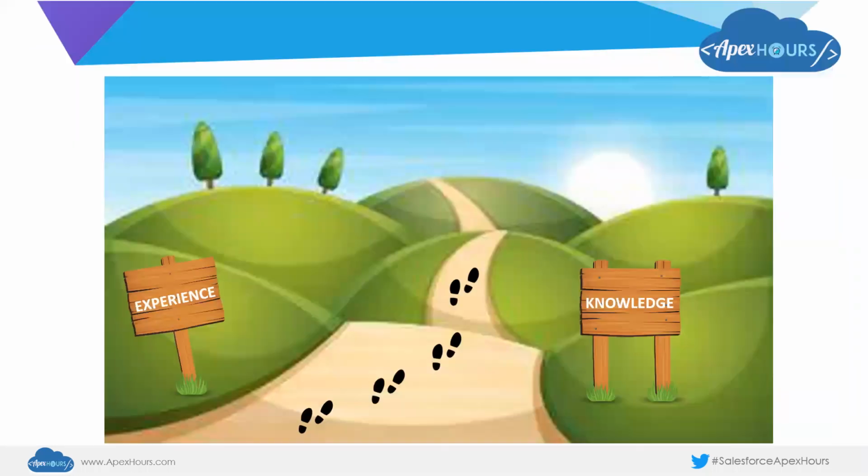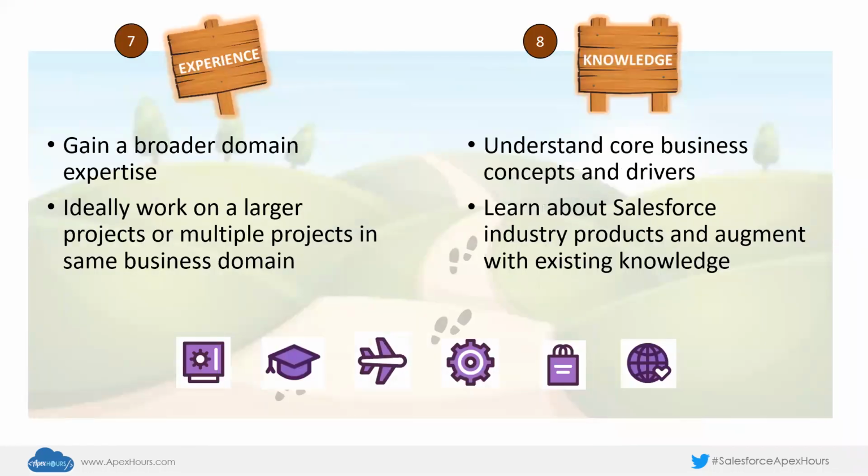So at this point, we are getting to the next two steps, and this is getting a broader domain expertise. So here you want to, if possible, work on larger projects, enterprise level implementations. You want to look at something which spans across different areas. If you can gain expertise in the same business domain, great. And what you want to do is relatedly try to understand some business concepts. How does business work? So pick a domain.